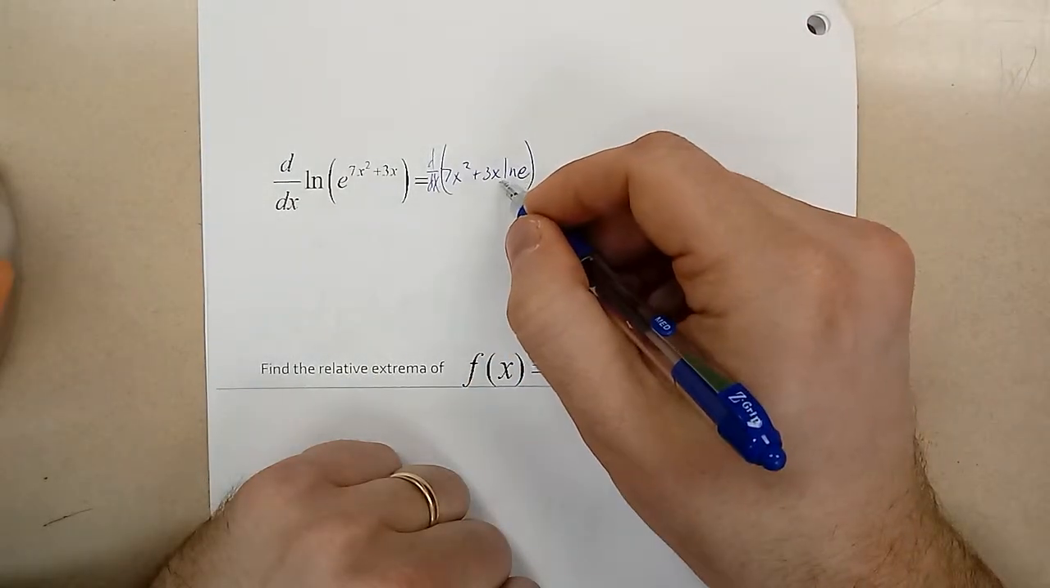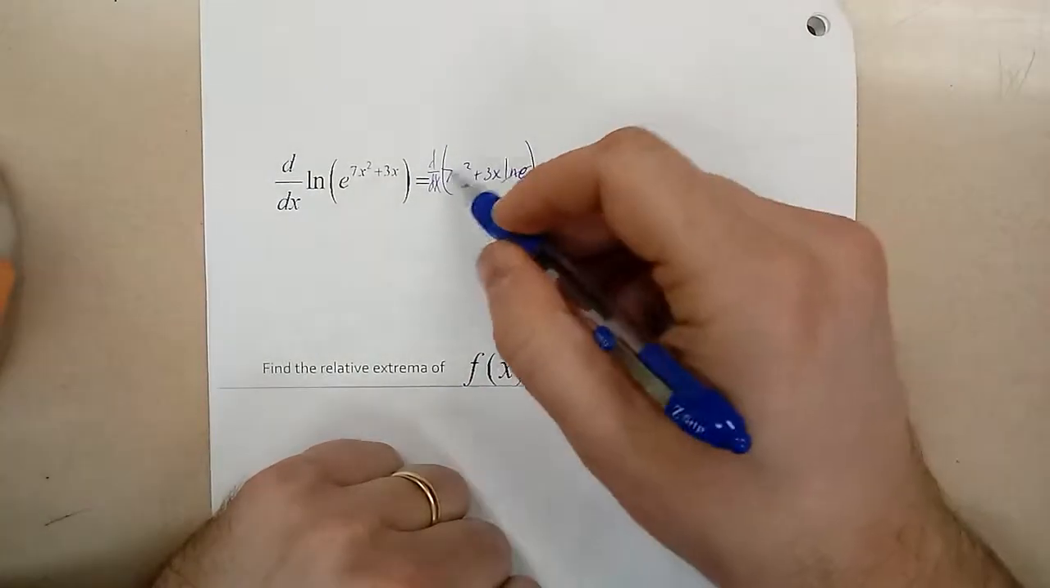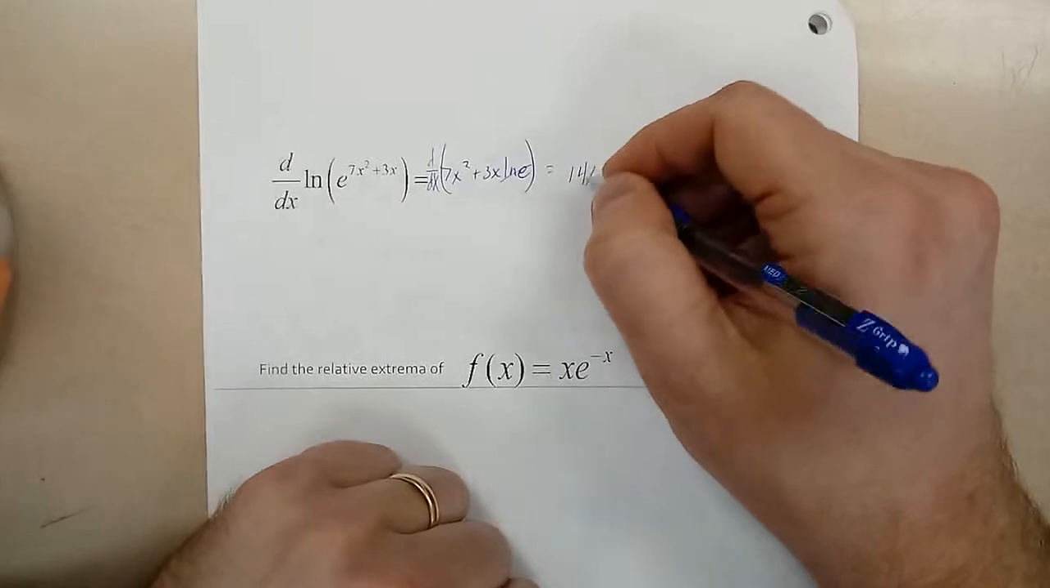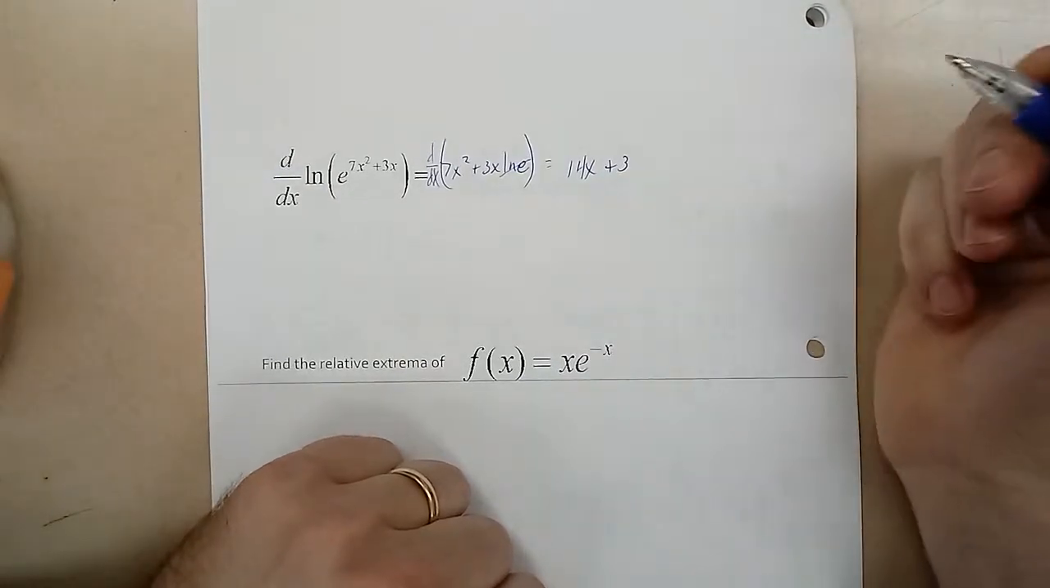Well, what do you know? Natural log of e dies, and we're left with the derivative of 7x squared plus 3x, which is just 14x plus 3. Mr. Canfield, I don't believe you.